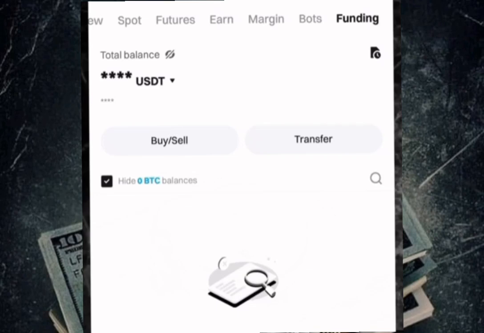Once they're in your funding wallet, you need to transfer them to your futures wallet if you want to do futures trading. If you want to do spot trading, you have to transfer it to your spot wallet. To transfer to your futures wallet, just click on transfer right here.